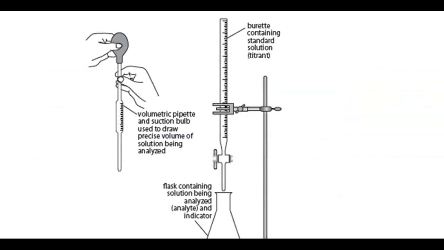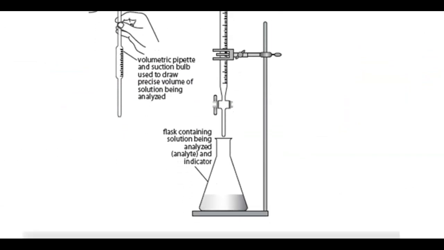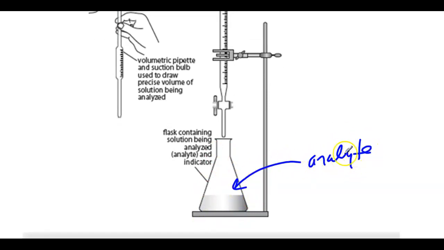Okay, so here's a typical setup for titration. Usually in an Erlenmeyer flask, you have the analyte, which is the one we are trying to determine an unknown about. So maybe we don't know what the concentration is, or we're looking for something like percent purity. We're looking for something about this analyte. So this is the thing that we are analyzing. That's where that term comes from.